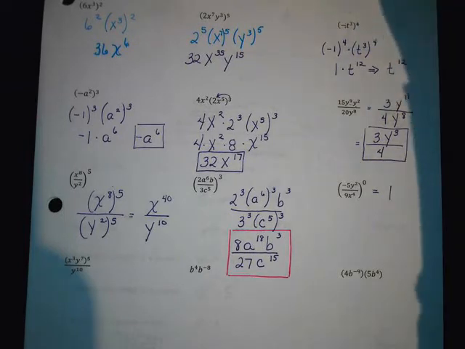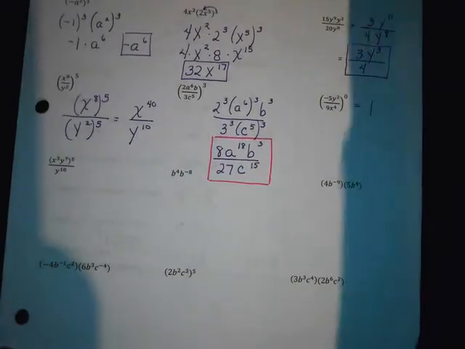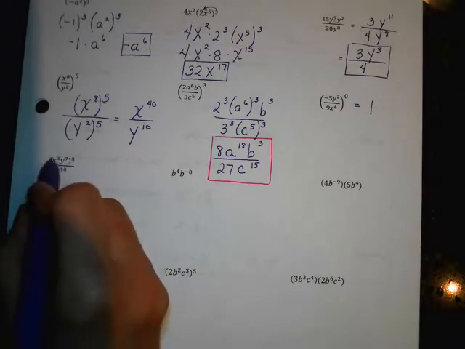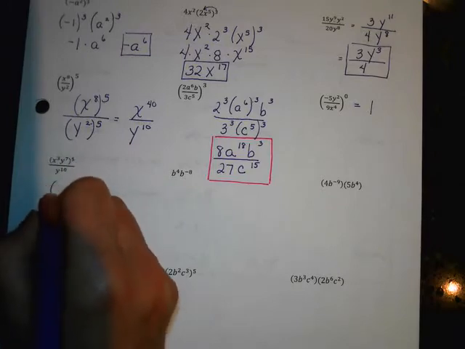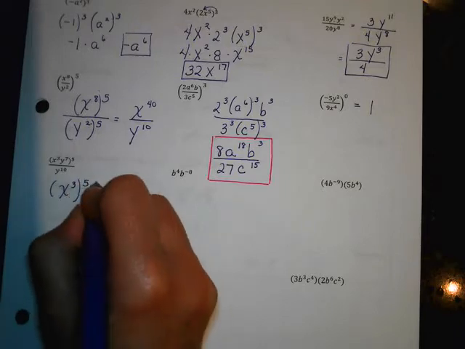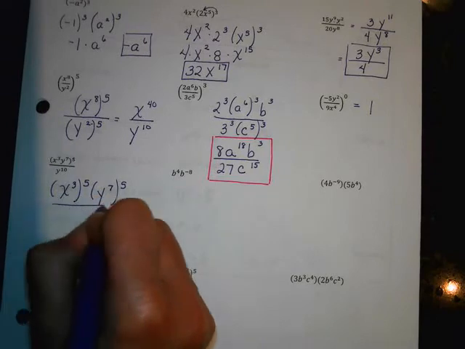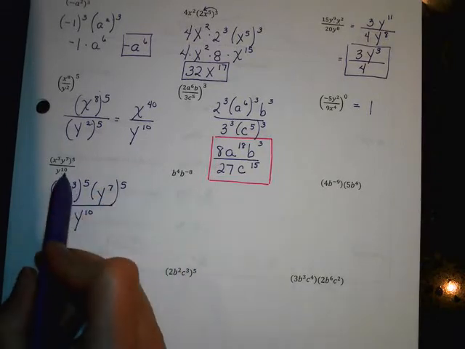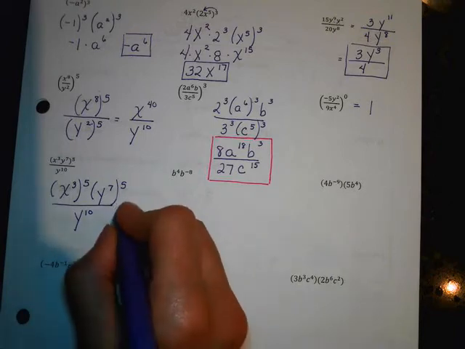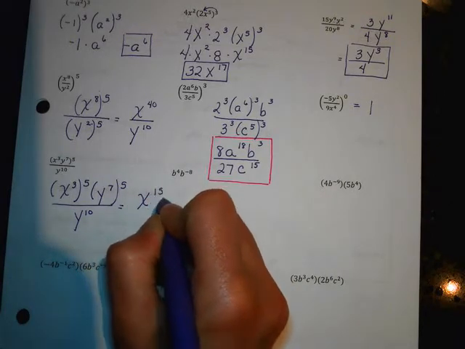All right, I'm going to keep going. So let's see. Everything gets to the 5th power in that numerator. So x cubed gets raised to the 5th. Y to the 7th gets raised to the 5th. And then the y to the 10th just hangs out because it's only what's in the numerator that gets raised to the 5th power. So this will be x to the 15th, y to the 35th, all over y to the 10th.